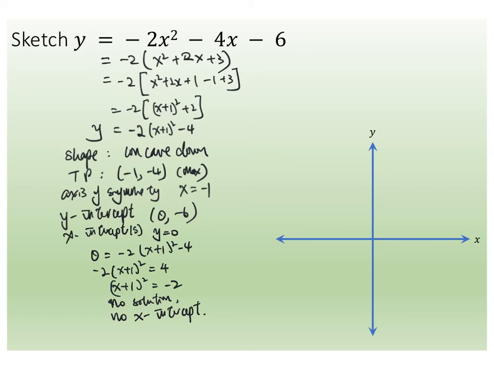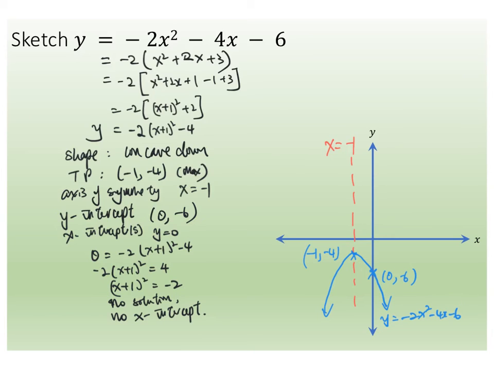Alright, sketching it. Starting off with axis of symmetry, which is x equals to minus 1. Y-intercept is 0, minus 6. And turning point is minus 1, minus 4. Sketching it. This is y equals to minus 2x squared minus 4x minus 6. That's it.